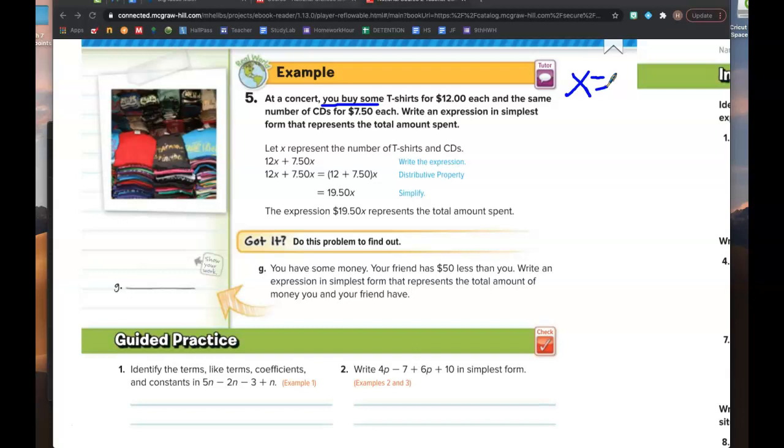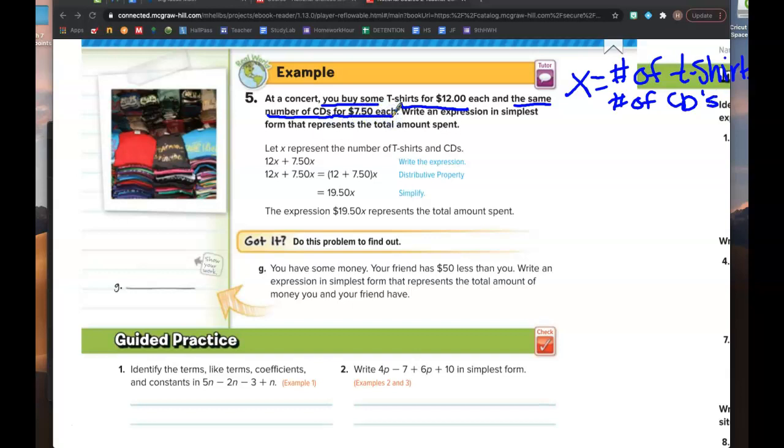Okay. So X represents the number of t-shirts that we bought. But how much did we pay for t-shirts? $12 each. And then the same number, we bought the same number of CDs. So how many CDs did we buy? Same number of t-shirts. So what did we call the number of t-shirts? So X also represents the number of CDs. And we can label them the same variable because it's the same amount. That's the only time you could do that. But how much did my CDs cost?